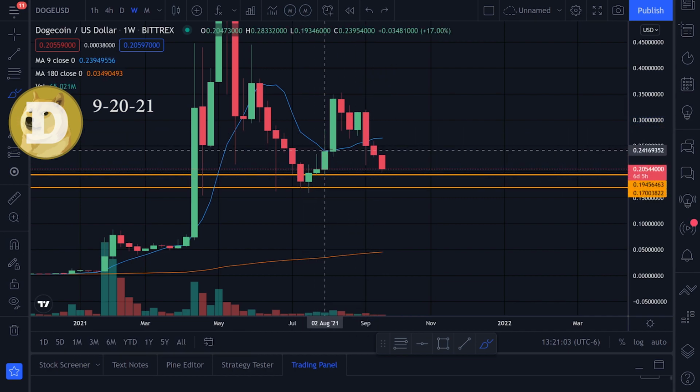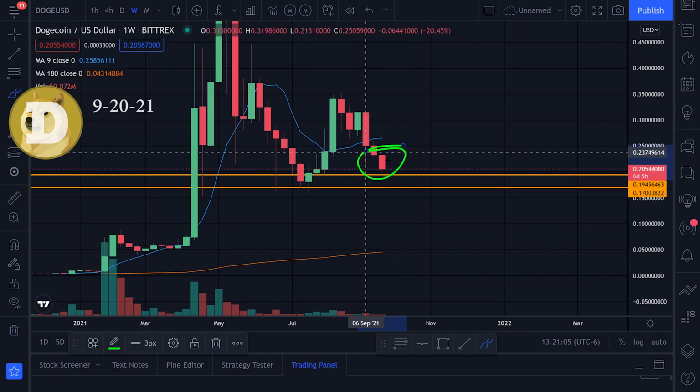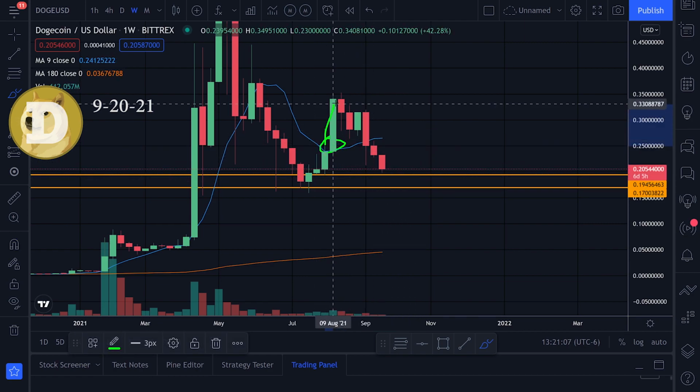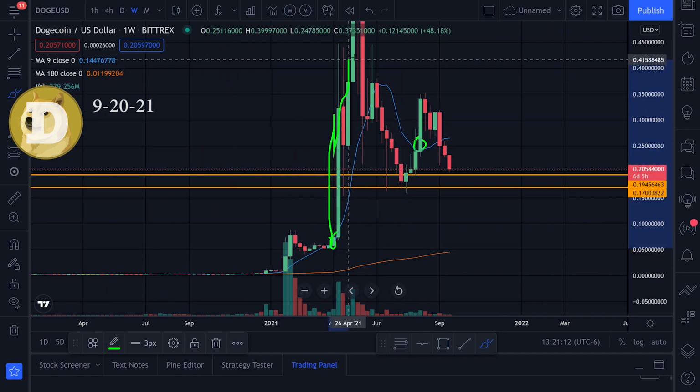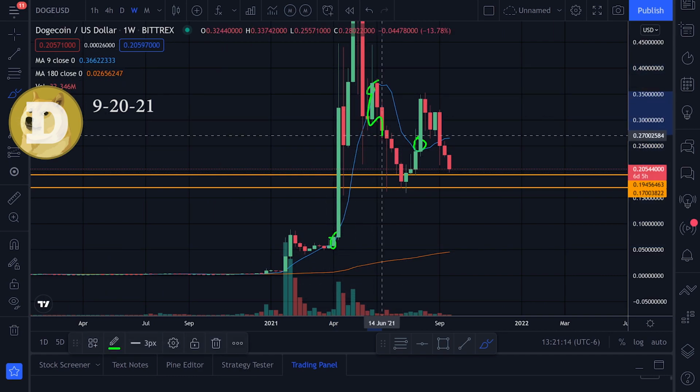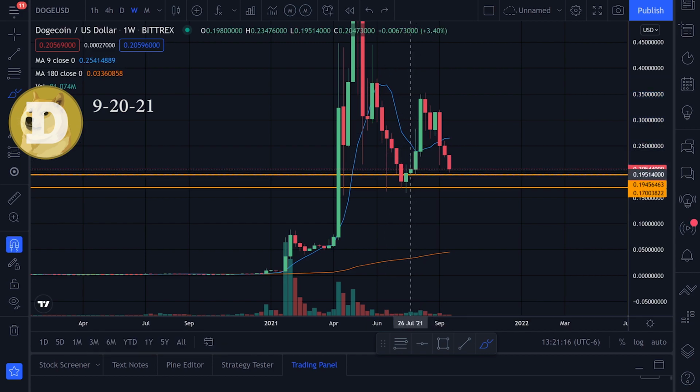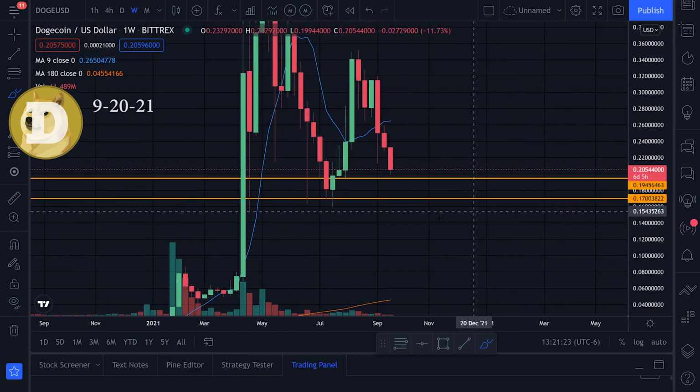So basically, in general, I just don't like being below the 9 moving average. It's better to be above it because you get bullish movement. Look at right here. We broke above it, bullish, bullish, bullish. Broke below it, bearish, bearish, bearish. And yeah, we just broke below it right now. Let's see how long this bearish momentum will last, and what's going to happen.